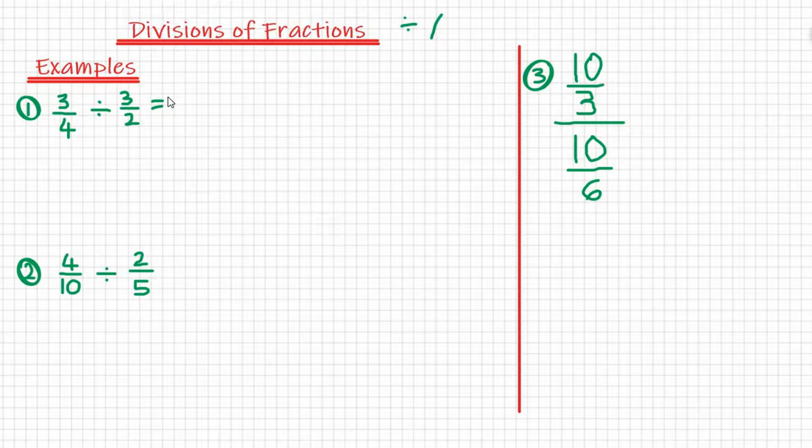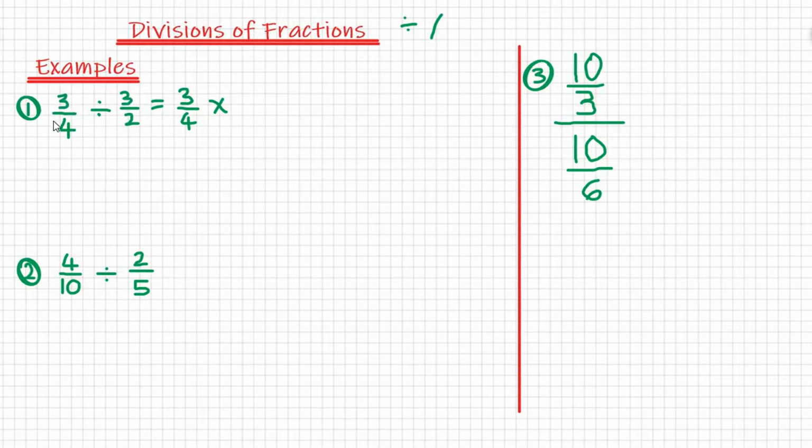Coming to our example, we have 3 over 4 divided by 3 over 2. The application of reciprocal will help us to solve this question. So we have 3 over 4, then times, I told you that the sign will change to multiplication as we apply the reciprocal. And when you apply the reciprocal, it is the fraction on the right hand side that will be switched, not this one. It is this one that will be switched.